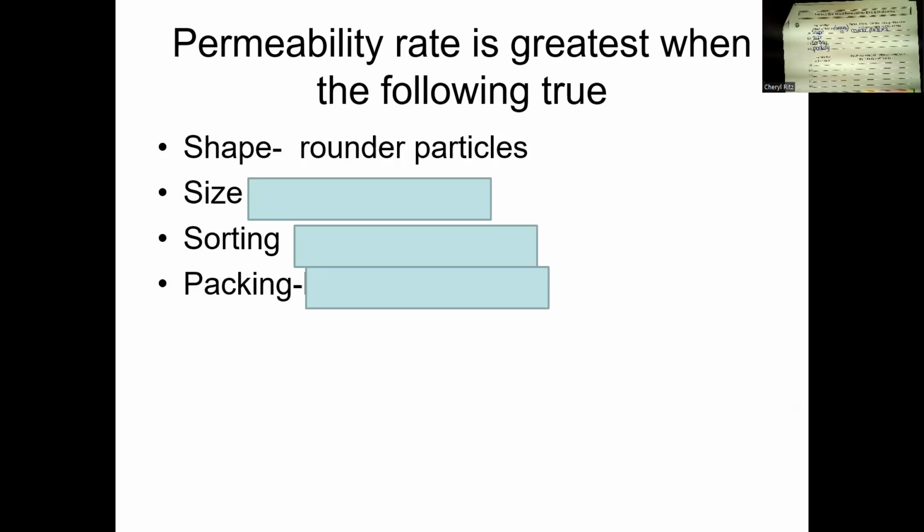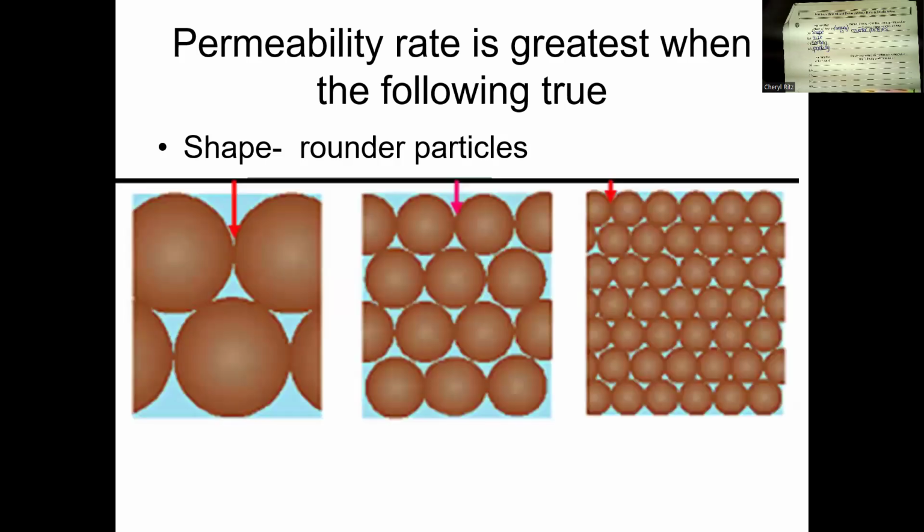Now we already did size with these ones up here. What do you think for size? Which one will allow the water to flow through the fastest? The larger. So going back to those hallways, there's still hallways here in the small ones, but those hallways are really small. You'd have to go through those hallways single file.